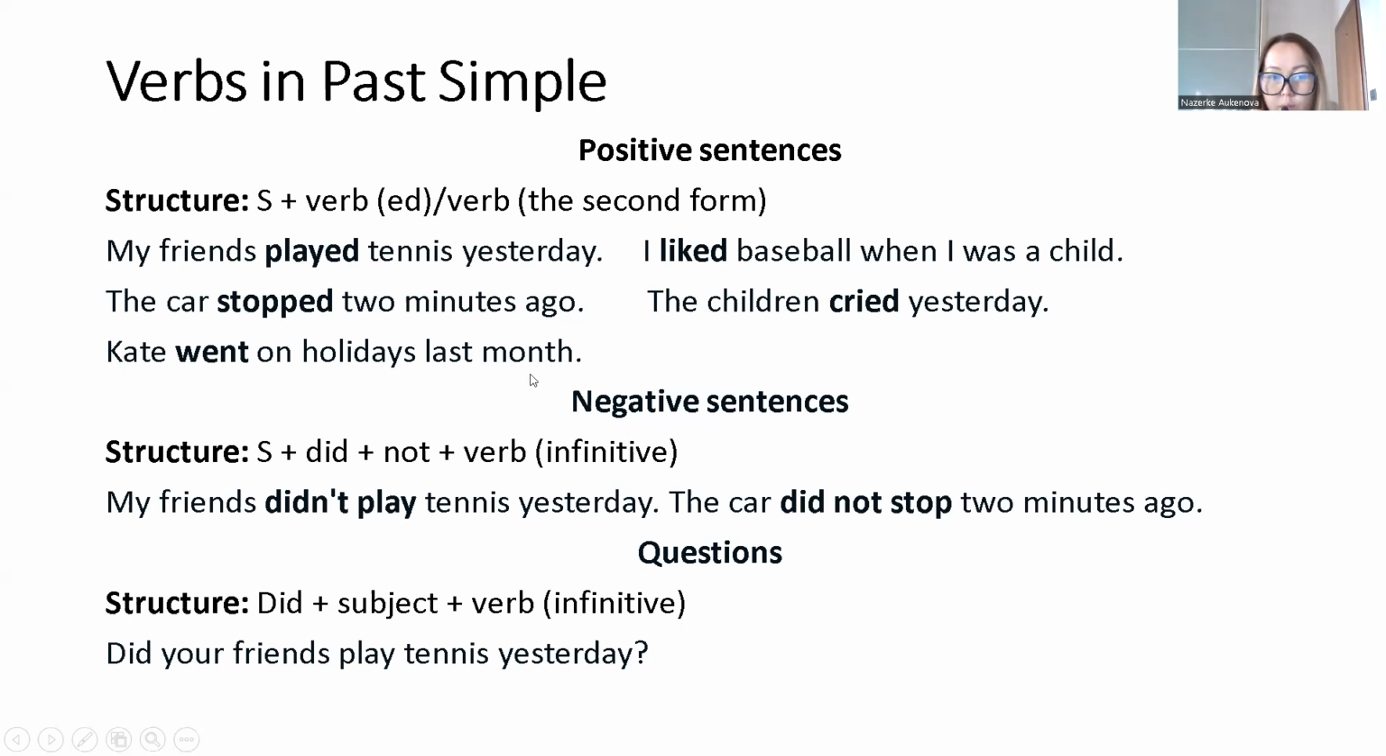Kate went on holidays last month. In this case, we use the irregular verb went because it's the past form of go. You see here they changed a little bit, so it depends on the verbs, of course. Well, let's talk about the negative sentence. This is the structure: subject, did, and not, and verb infinitive. So please remember that we have to use the verb in infinitive form, not the second form of the verb. Second form of the verb is the past simple.